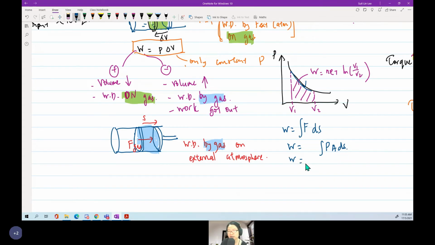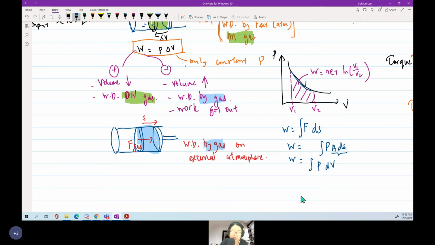Area, assuming that it's a piston where the area is fairly uniform, so I can change this to pressure. This one is dV. Integration of P dV, which is the area under the PV graph. Okay or not? So actually work done is an integration, which is why we find the area under the graph.